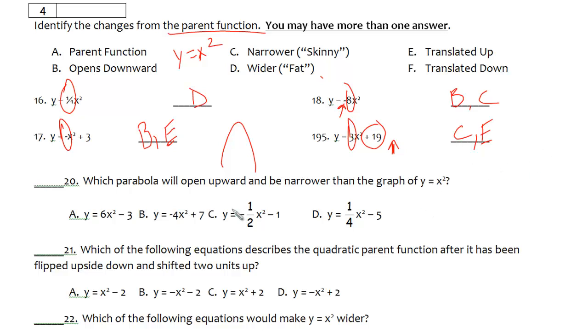Now, a different way to ask the same thing: which parabola will open upward and be narrower? It needs a number further away from 0 than x squared, which would be a 1x squared. So if I start looking through the list here, it opens upwards. That's a negative, so that one opens down. I know that for sure.